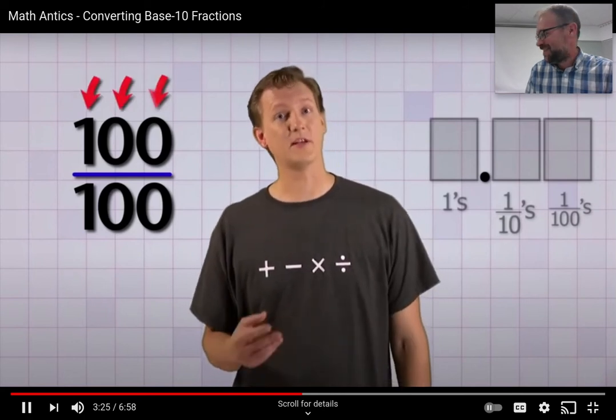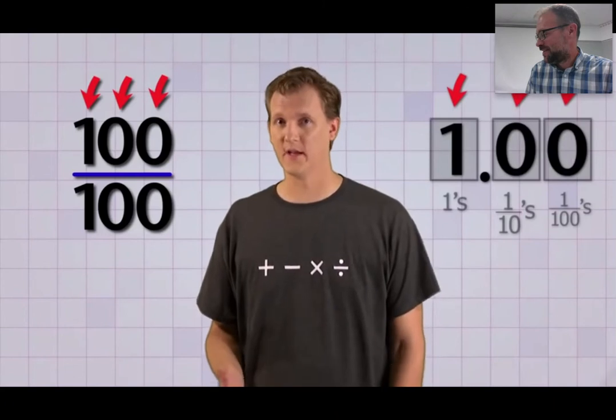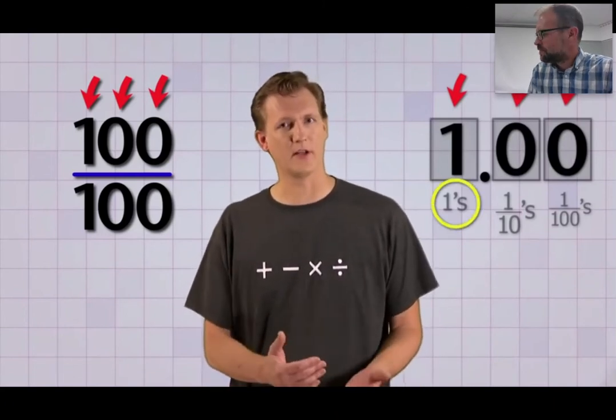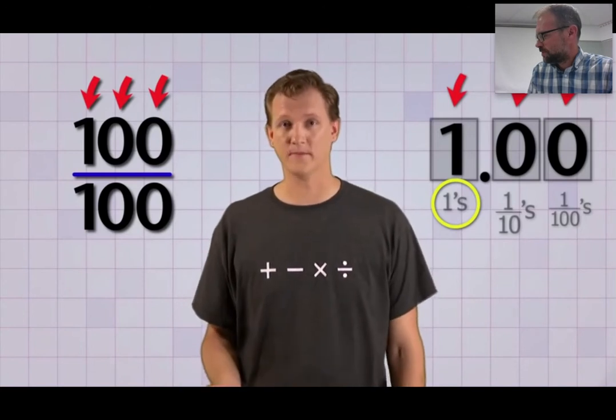Right. 100 has 3 digits, so we need to use another number place. Now, the next one over is the ones place. And that makes sense because 100 over 100 is a whole, and its value is just 1.